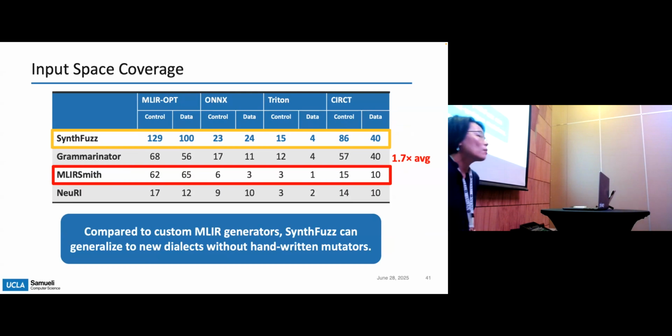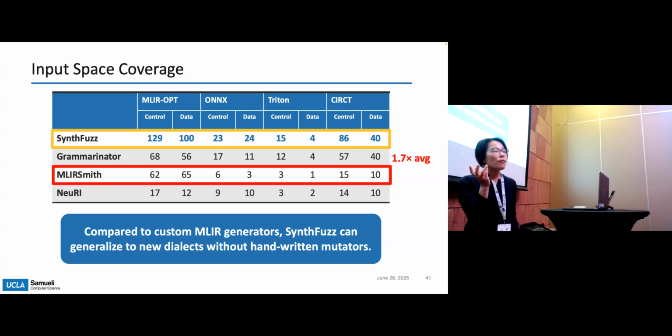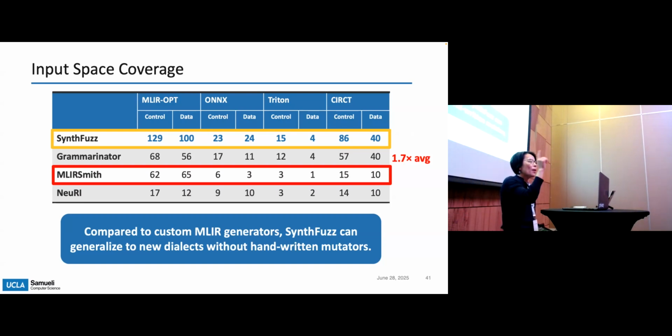Another thing that we looked at is measuring the generated IR's quality in terms of input space coverage. When you do compiler fuzzing, you could generate very long IR, but what really matters is control and data flow dependencies that are interesting and well connected, so that it produces a reasonably interesting semantic program. And when we compare our technique against MLIR Smith, a custom generator, we do come up with a better way of generating reasonable input in terms of control flow and data flow dependencies, because we're likely to preserve more of the semantics by doing these custom mutations.